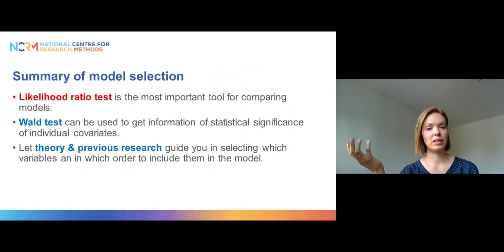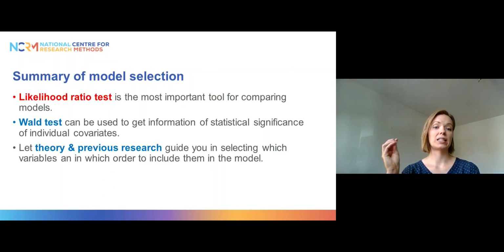So just to sum up, the likelihood ratio test is often the most important tool that you will use to compare models, especially if we have interactions or big categorical variables. And normally you would do this using software, as you will see from the practicals associated with this lecture. You can also use the Wald test that is automatically printed for you by most software to get information about statistical significance. And other than statistical significance, remember to use theory and previous research to guide you when you're selecting which variables to include in the first place and in which order.